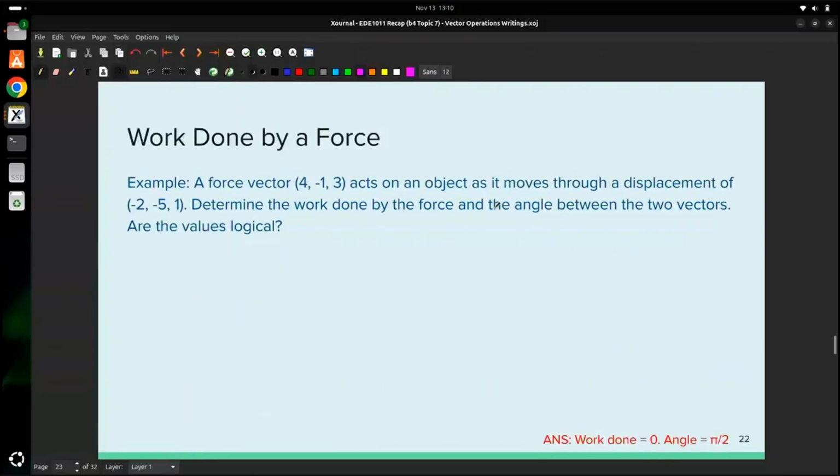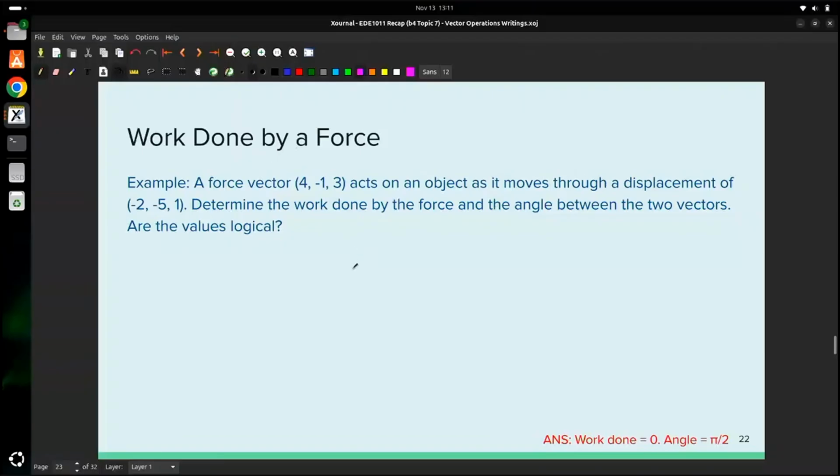So let's take a look at an example. We have a force vector 4, -1, 3 acting on an object as it moves through a displacement of -2, -5, 1. You are supposed to determine the work done by the force and the angle between the two vectors, and explain whether the values are logical.